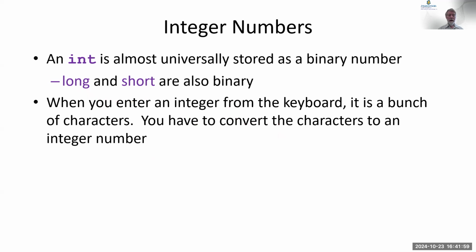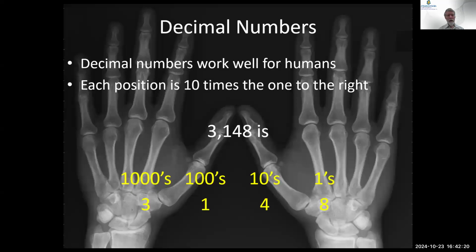When you type a number on a keyboard, you're typing in characters. The numerical digits on the keyboard are just like all the other characters on the keyboard. So you read them in as characters, and then if the system wants to use them as numbers, it will convert between the character form and the numerical form. Human beings like to use decimal numbers. There's a reason for that.